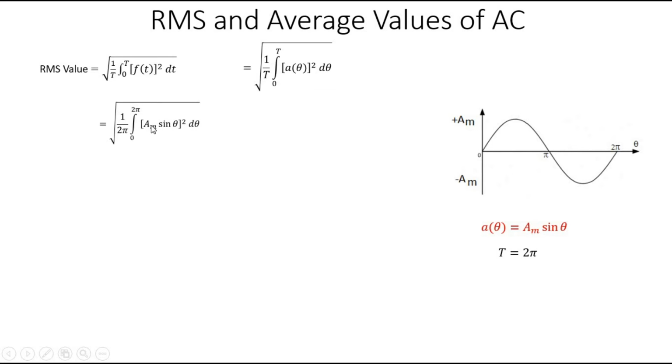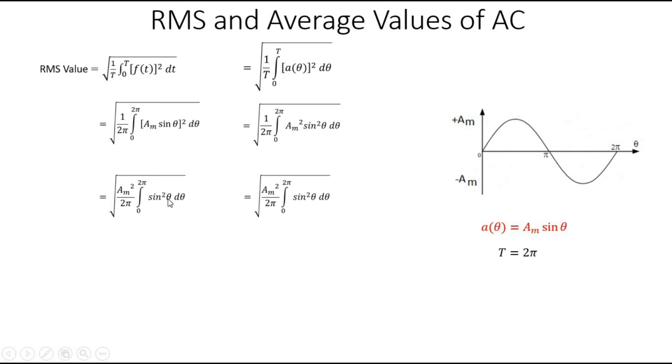Again we can split this as Am square sin square theta. We can take Am square outside. It is a constant, so we don't want to integrate it. So Am square by 2 pi integral 0 to 2 pi sin square theta d theta. In order to integrate, we have to convert this. Sin square theta is actually 1 minus cos 2 theta by 2. So we can substitute sin square theta as 1 minus cos 2 theta by 2.